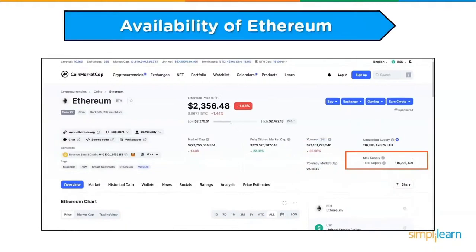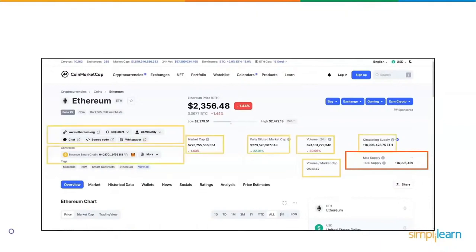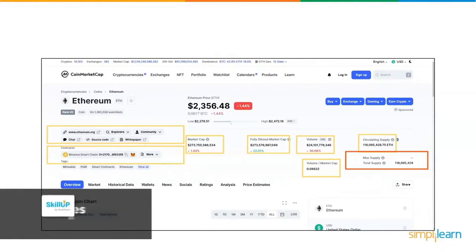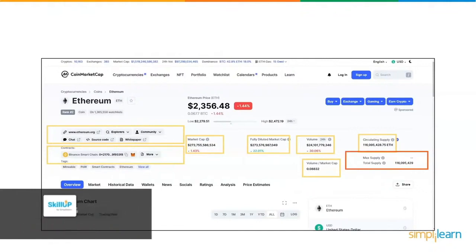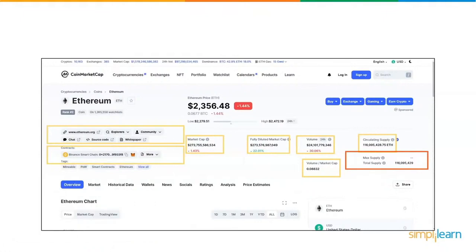Ethereum is no different from Dogecoin and Bitcoin. In this also, you can see the total supply of Ethereum. Also, you can visit the official website www.ethereum.org to explore more about Ethereum. You can have a look at the market cap value of Ethereum, which is 273,755,586,534. The fully diluted market capitalization is 273,576,987,049. The volume of Ethereum traded in 24 hours is 24,101,779,346.